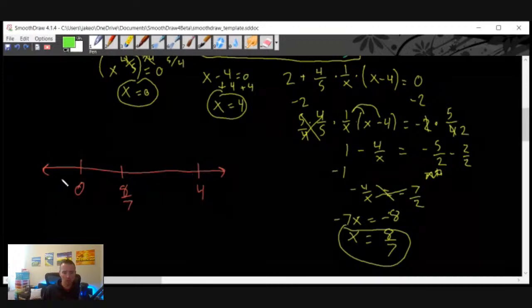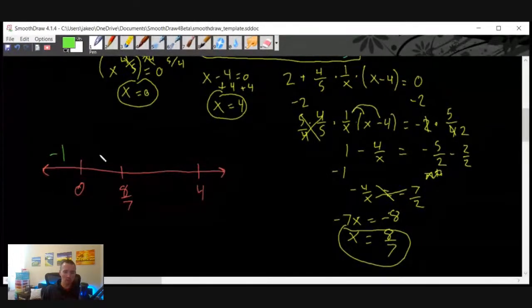So we'll just want to put some number over here to the left of 0. So let's just say x equals -1. Some number between 0 and 8/7. 8/7 is just over 1. So let's just go ahead and say +1. Some number between 8/7 and 4. Let's just say 2. And then some number greater than 4.